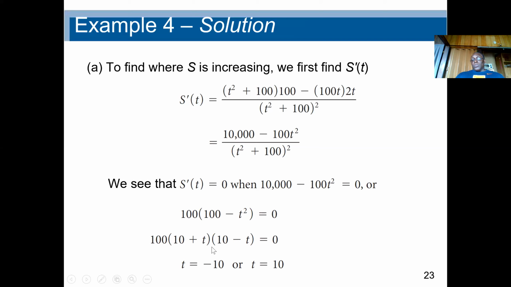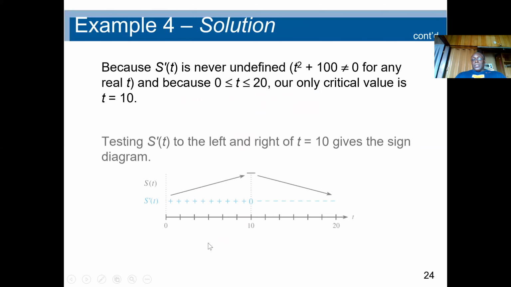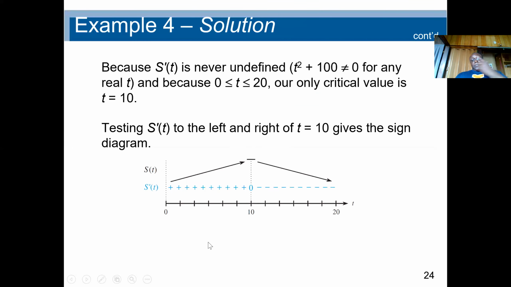So 10 plus t equal to 0 will give me negative 10. 10 minus t equal to 0 will give me positive 10. So now we know this. We have to plot this to the original equation to find the point. Then after that, we know the points are 10 and negative 10. So we test it from left to right.